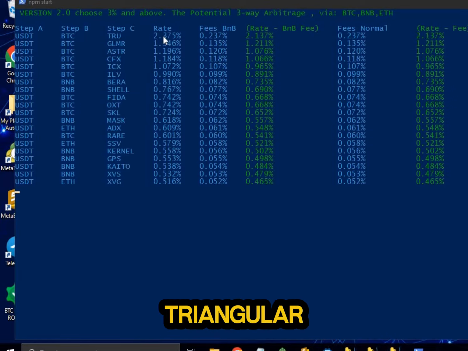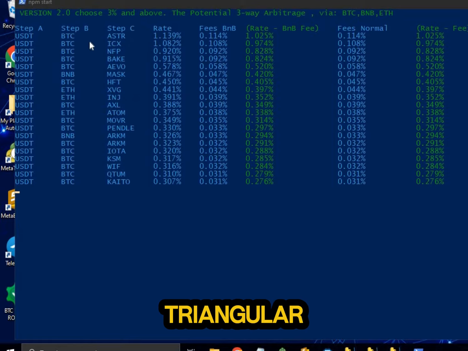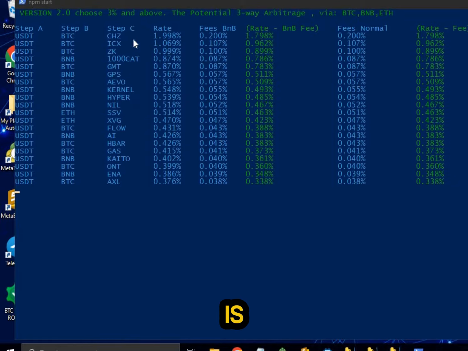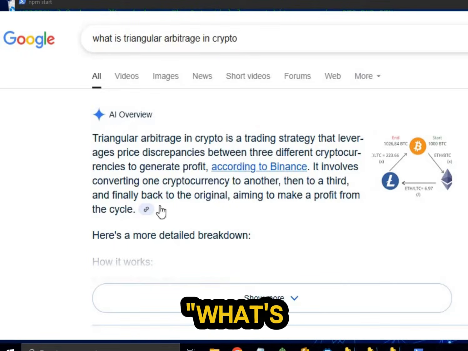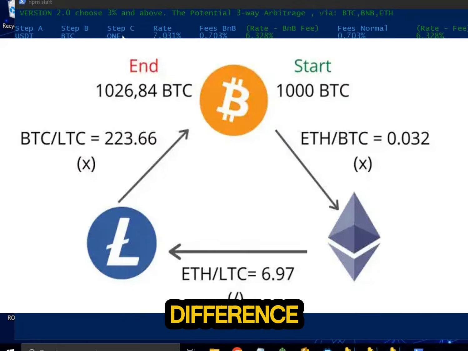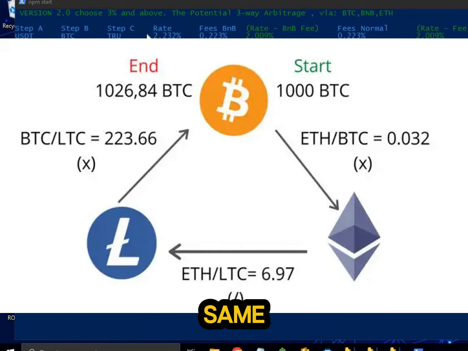This Binance Triangular Arbitrage Bot scans through Binance API and searches for triangular arbitrage opportunities and is able to find unlimited signals daily. Now you may ask, what's triangular arbitrage? A triangular arbitrage opportunity involves one taking advantage of the price difference between different cryptocurrency pairs on the same exchange.